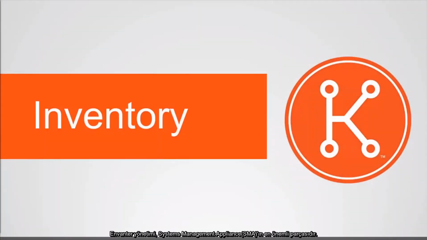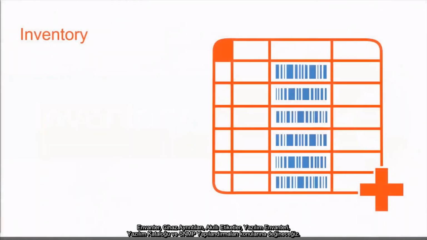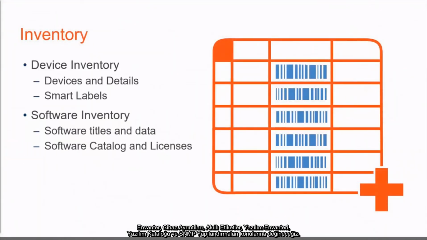The inventory of devices is the most important part of the Systems Management Appliance. Without proper visibility, your environment can't effectively be managed. We'll touch on the following pieces: inventory, device details, smart labels, software inventory, software catalog, and SNMP configurations.